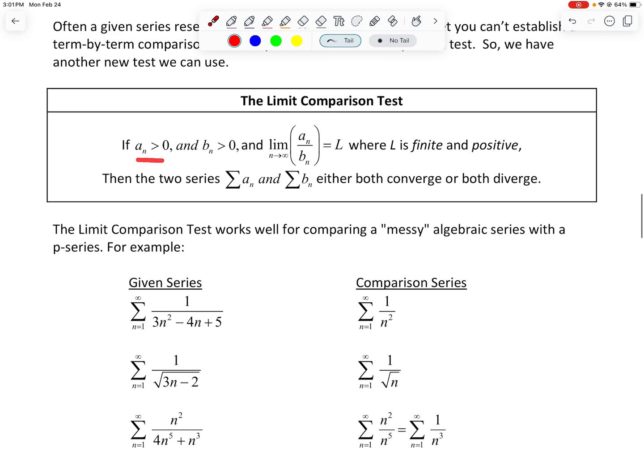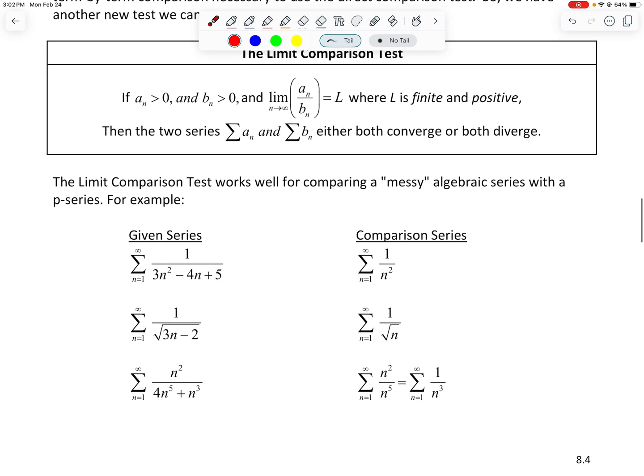So if you have two series that are both positive, and the limit of a sub n over b sub n is some finite and positive number, then the two series will either both converge or both diverge. And I like the limit comparison test. I think it's a little easier intuitively to understand, but they both work just fine. Sometimes you can't use the limit comparison test, and you have to go back to direct comparison.